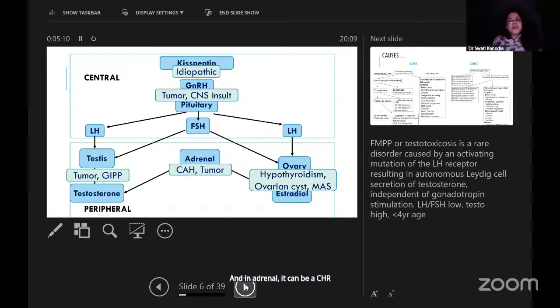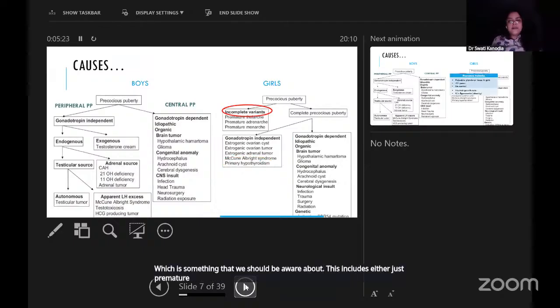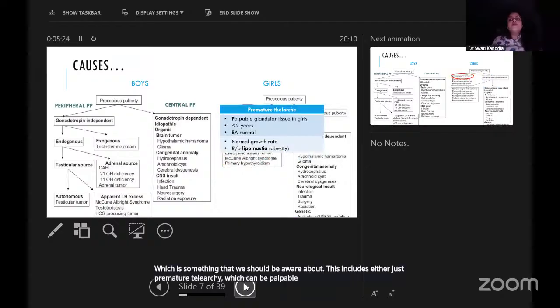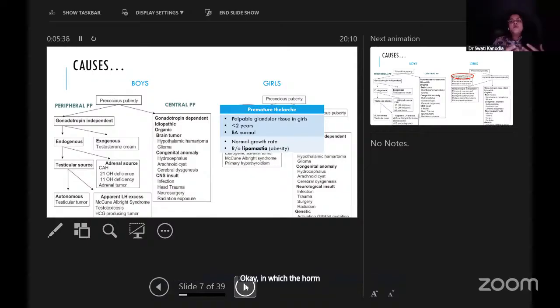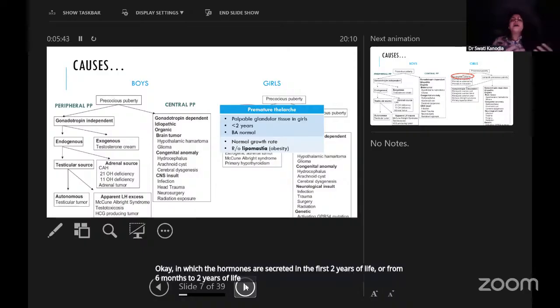Now, there is something called complete variance, which is something that we should be aware about. This includes premature thelarche, which is palpable glandular tissue in girls, usually seen in less than 2 years of age. As we all know, there is something called mini puberty, which occurs in both boys and girls, in which the hormones are secreted in the first 2 years of life, or from 6 months to 2 years, and then they subside, and are formed again once the child reaches the age of puberty.